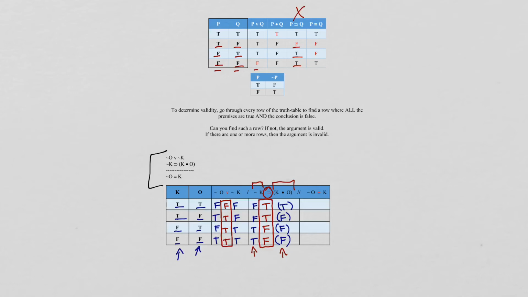Okay, last line is our conclusion. We'll just copy down the O and flip the sign, so we'll have not O: false, true, false, true. And then we'll just copy down K.